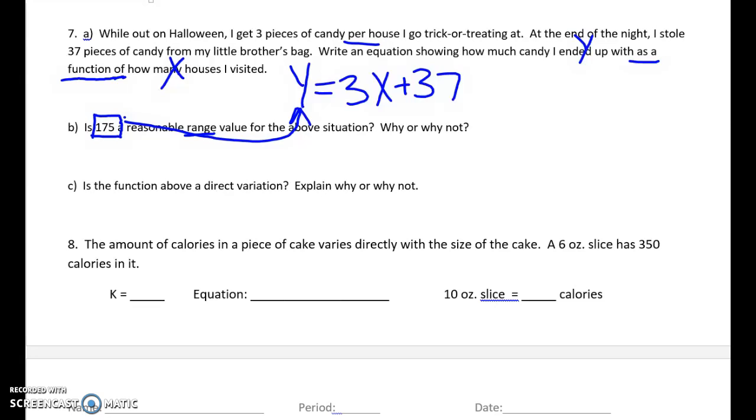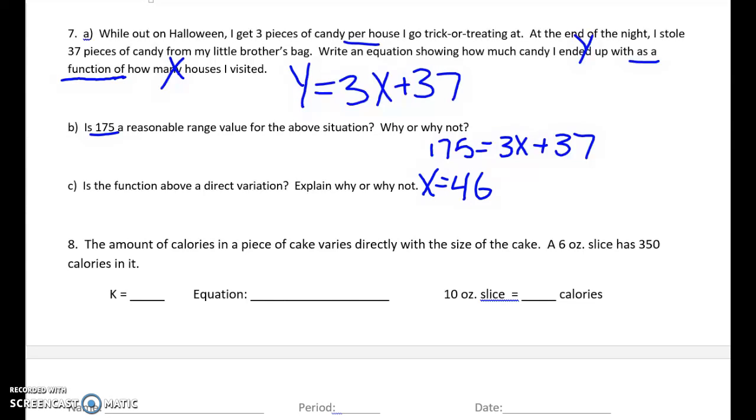So, to figure that out, we need to plug it in. I need to figure out how many houses do I need to go to in order to get 175 pieces of candy. So, 175 equals 3x plus 37. Solve for x. I'm hoping you can solve for x there. Subtract 37 from both sides. Divide by 3, and you get 46. So, x is 46. That is the amount of houses I visited.